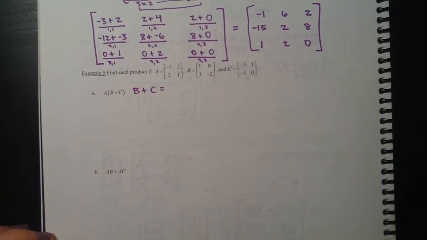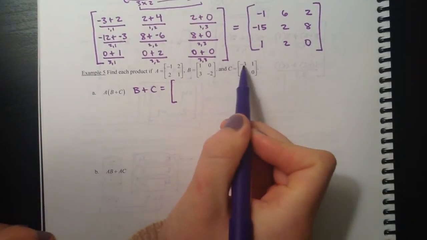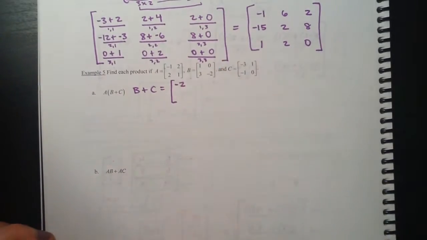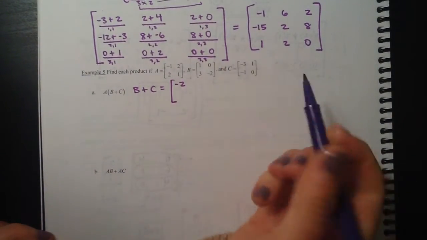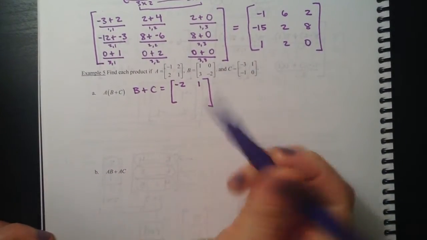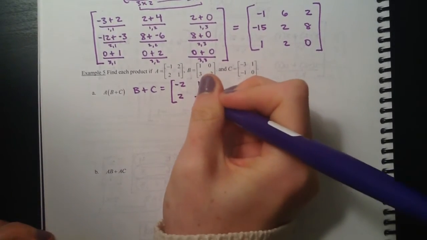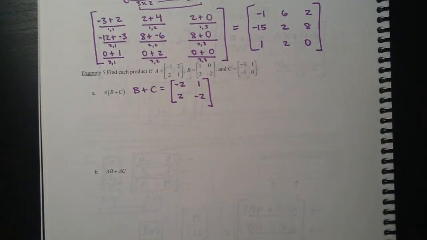So add B plus C means we're going to add the corresponding entries. So we add 1 plus negative 3, and we get negative 2. Add 0 plus 1. Okay, down here, 3 plus negative 1. And negative 2 plus 0. Okay, so that is B plus C.